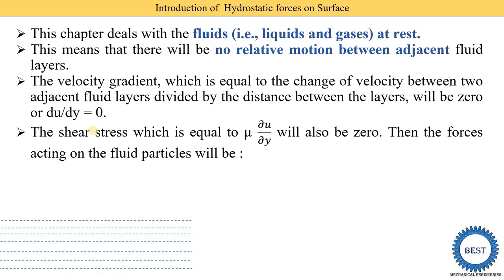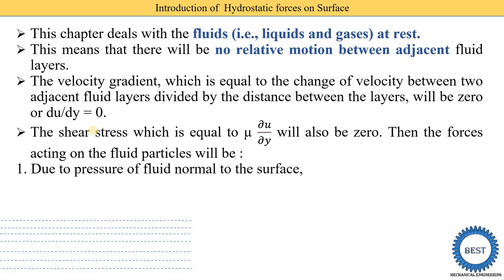Now that the shear stress is 0, what are the various forces acting on a fluid particle? There are two types of forces acting on a fluid particle. First, due to pressure of fluid normal to the surface. The fluid has a certain pressure and this pressure acts on a surface. This pressure is considered normal to the surface, meaning the pressure is at 90 degrees to the surface.